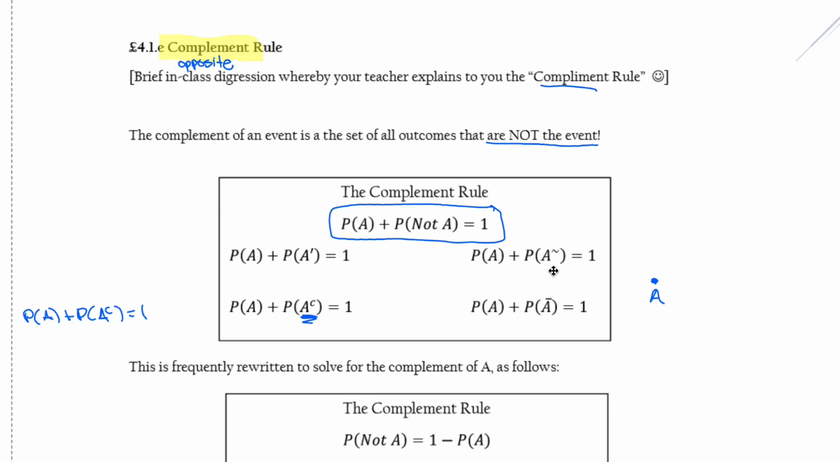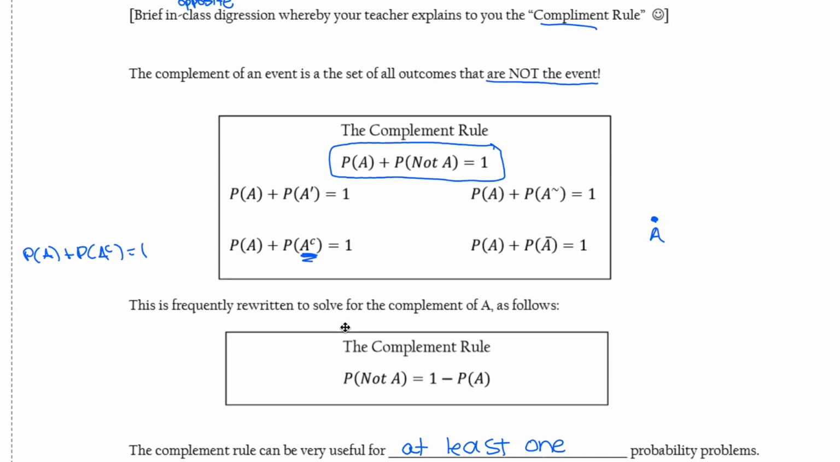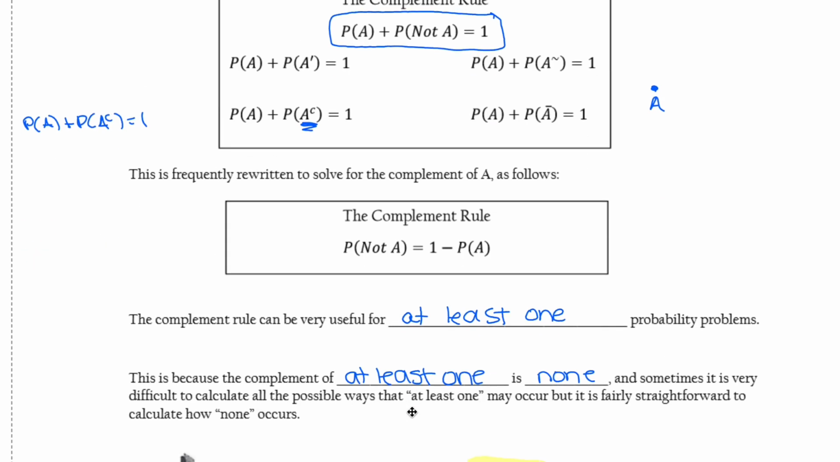There are several notations you can write. Probability of A plus probability of A prime equals 1. Also A sub C, A with a squiggly line, or A with a bar on the top. I usually use this notation right here, but those are all synonyms of each other. Those all mean not A. This is frequently rewritten to solve for the complement of A as follows. The complement rule: probability of not A is equal to 1 minus probability of A.